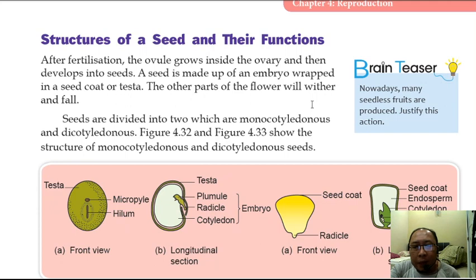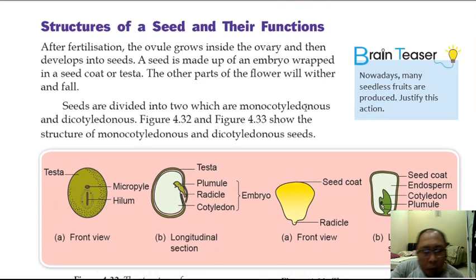After fertilization occurs, what you have to know is that it will produce a zygote. As in the example we have learned in humans, the zygote in humans will develop to become an embryo. Mostly the same concept happens in the reproduction of plants.